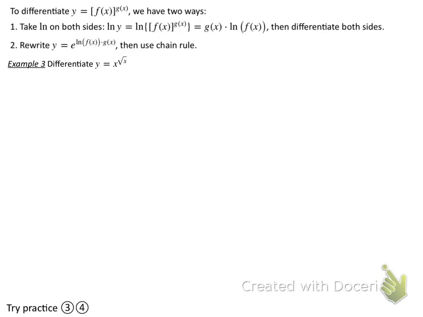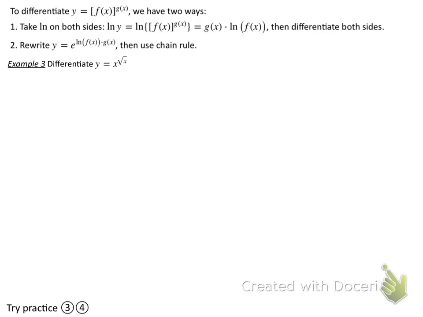We talk about when the variable sits in the base, we use the power rule. When the variable sits in the exponent, we use the exponential function. But what if you have x in both the base and the exponent, f of x to the g of x? Okay, so when you have the variable in both, there are two ways you can deal with it.